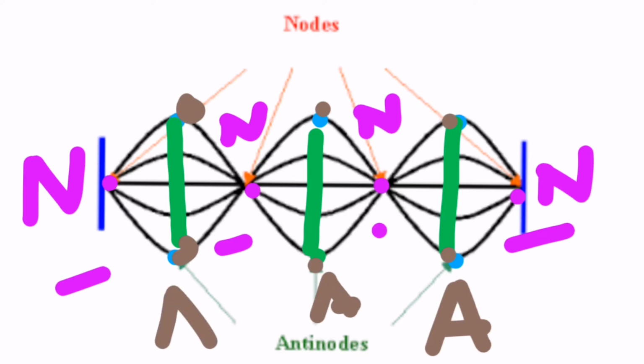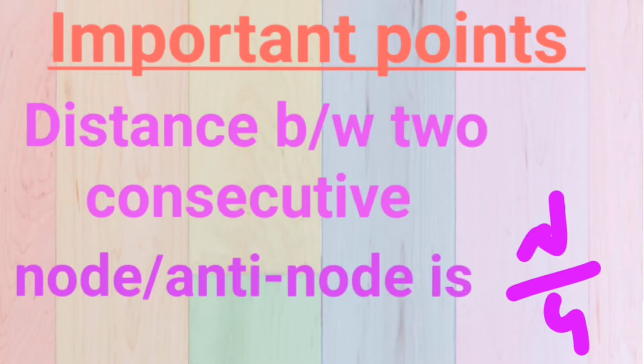We have 4 nodes in this diagram and 3 antinodes. It means that the number of antinodes is 1 less than the number of nodes. 4 nodes present, it means 3 antinodes are present over here. Now let's move towards some important points. The first point is the distance between 2 consecutive node and antinode, that is lambda by 4. How?